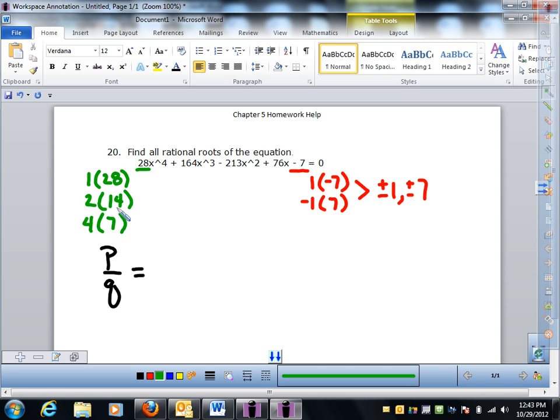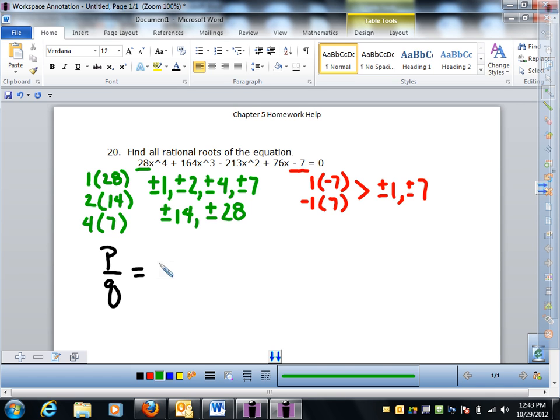Those are all the positive ones. I could also change all those to negatives: -1 times -28, -2 times -14, -4 times -7. So I would list those as plus or -1, plus or -2, plus or -4, plus or -7, plus or -14, and plus or -28. Those are all the factors that would give me a positive 28.